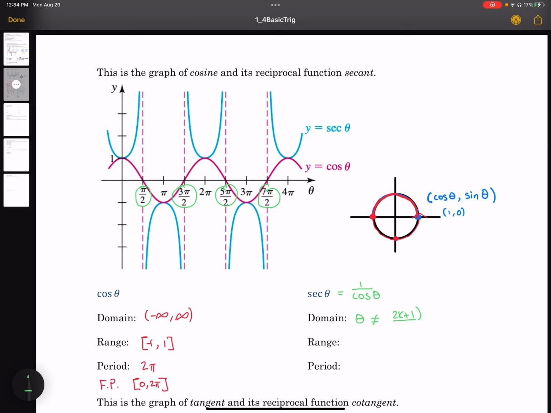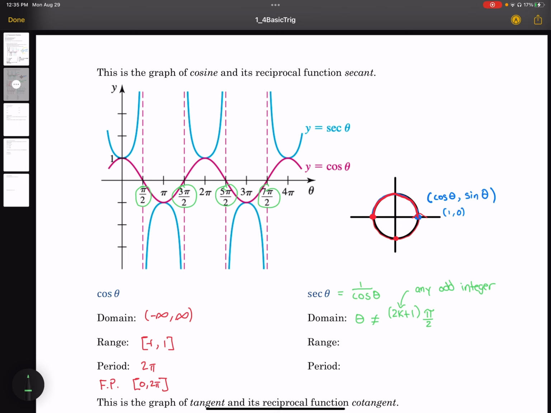So theta cannot be (2k+1) pi over 2, where 2k+1 is any odd integer. And so if you think about this, the way we get all of the odd integers is you do 2 times an integer and add 1 to it. For instance, 3 is 2 times 1 plus 1. 1 is 2 times 0 plus 1, and so forth. So we have (2k+1) pi divided by 2. Theta cannot be any of those values.